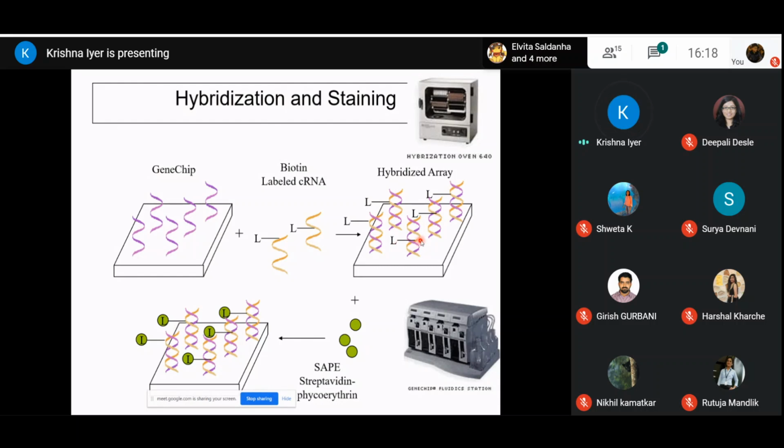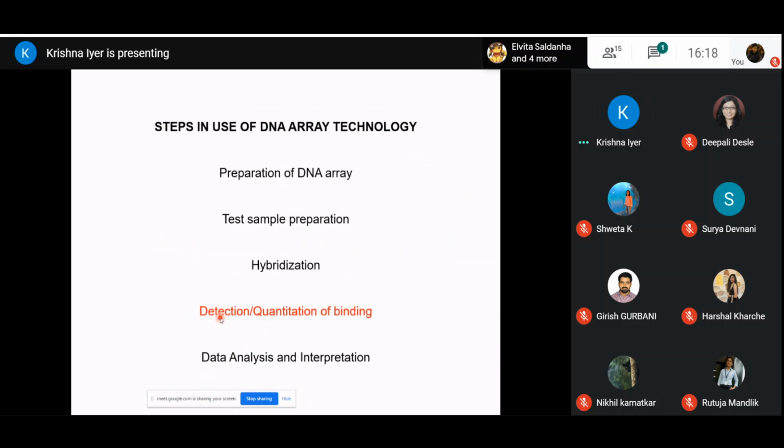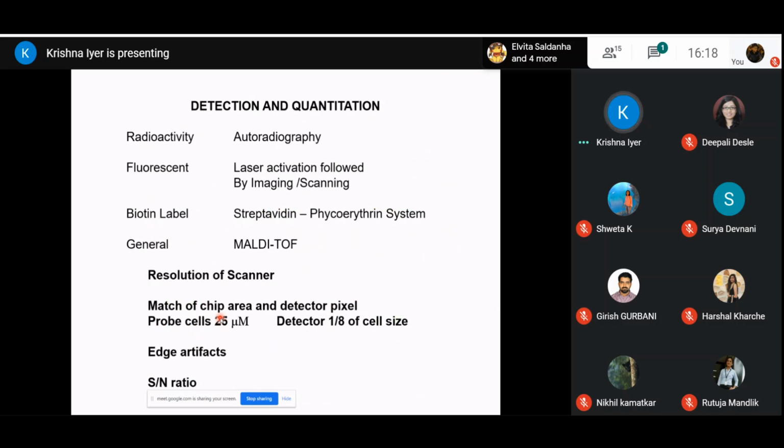And now this orange or yellow piece has got little labels, right? And that label will then allow me to detect this hybridization, because now this label will be localized in this region. And what I now do is make sure I detect that label in some manner. In this case, what is called as a biotin label is detected using streptavidin and phycoerythrin, which gives color. Now, you can also do it by other ways like autoradiography or fluorescence using laser activation, or you can also do mass spectrometry.